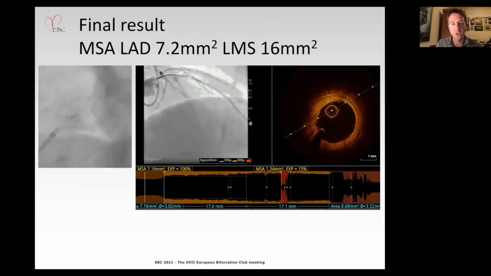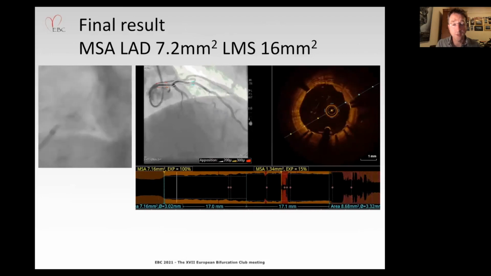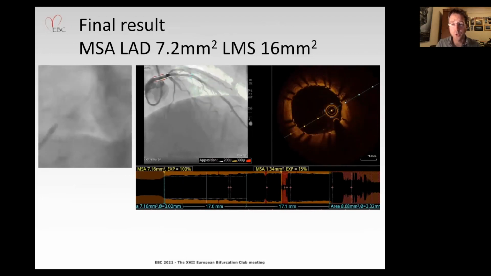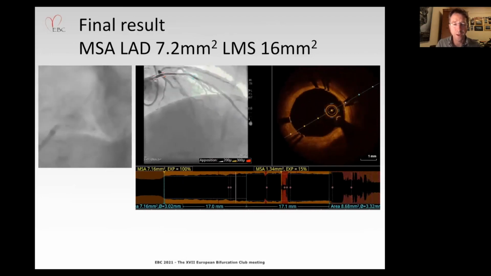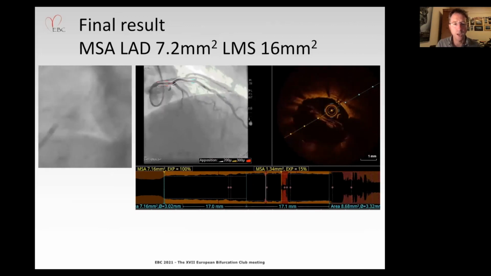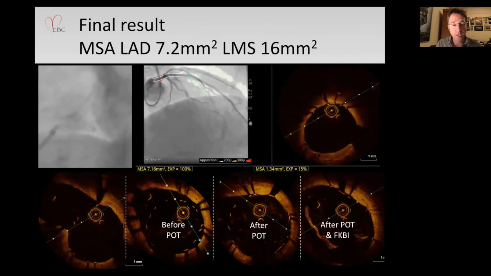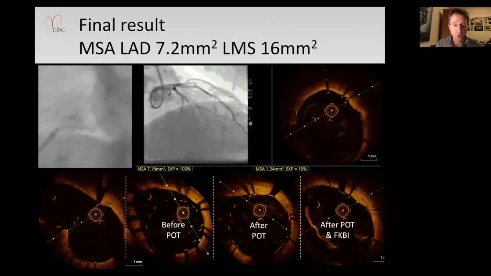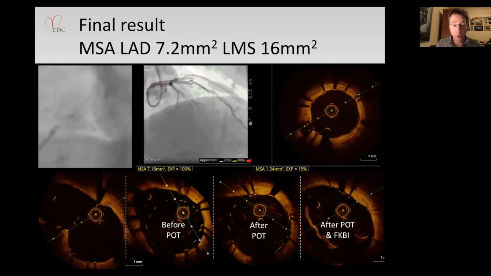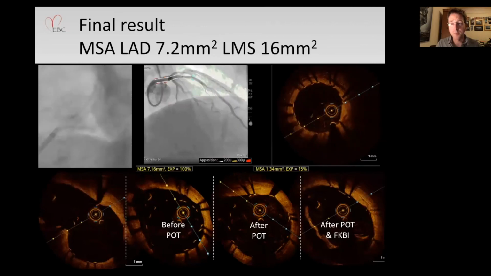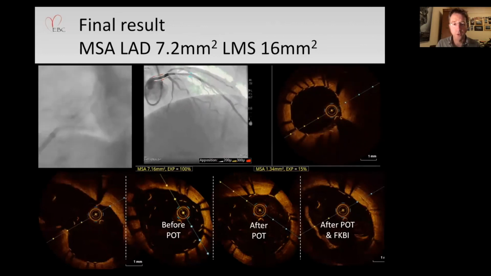advantageous in bifurcation. And ultimately achieved an MSA in the LAD of 7.2 mm², and in the left main of 16 mm², that really will offer the patient an excellent long-term outcome. And we see here from distal to proximal the difference made by the POT and then actually the kissing in terms of the stent coverage and the level of the polygon.